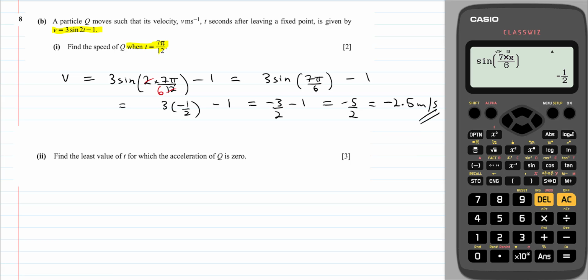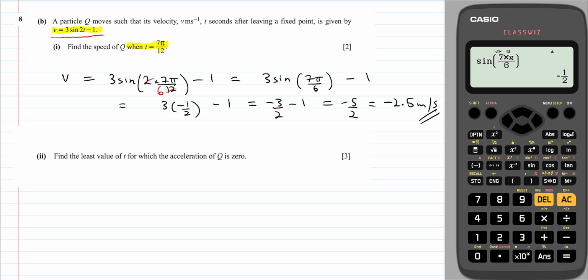For part 2, we need to find the least value for t for which the acceleration of Q is 0. So the acceleration is equal to the derivative of the velocity. We were given the velocity in part 1, which was 3 sine 2t minus 1. So we'll take the derivative of that with respect to t. That will be our acceleration, and then we can set that equal to 0 and solve for t.